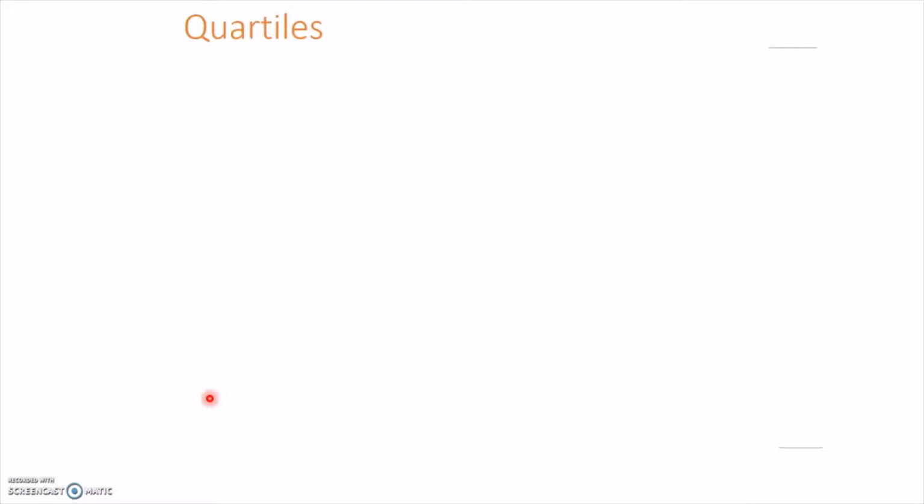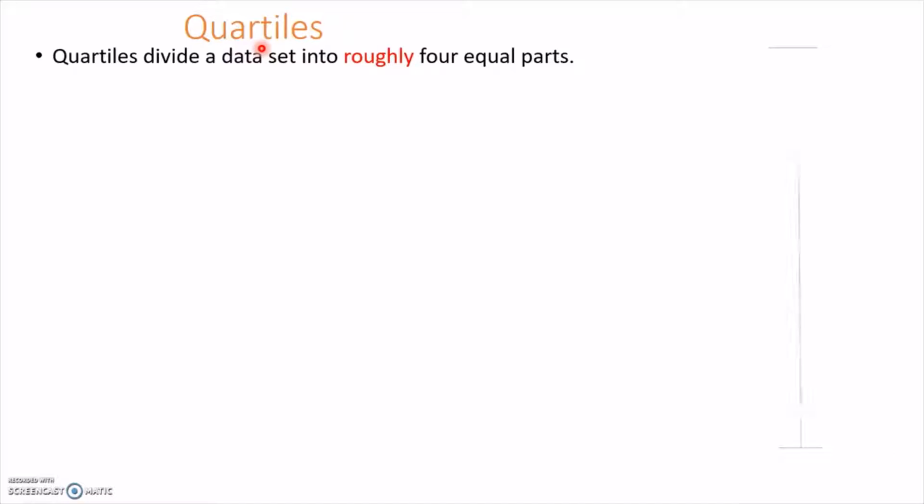What are quartiles? Quartiles are the values which divide our data set into roughly 4 equal parts, right? I hope you have heard the word quartiles before, or at least the word quarter, as our dollar amount is divided into 4 equal parts. There are 4 quarters in a dollar. On a similar line, the quartiles are the values which divide our data set into roughly 4 equal parts.